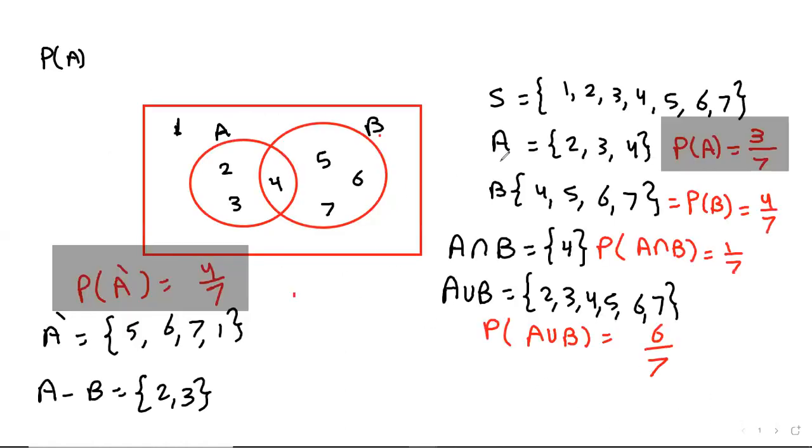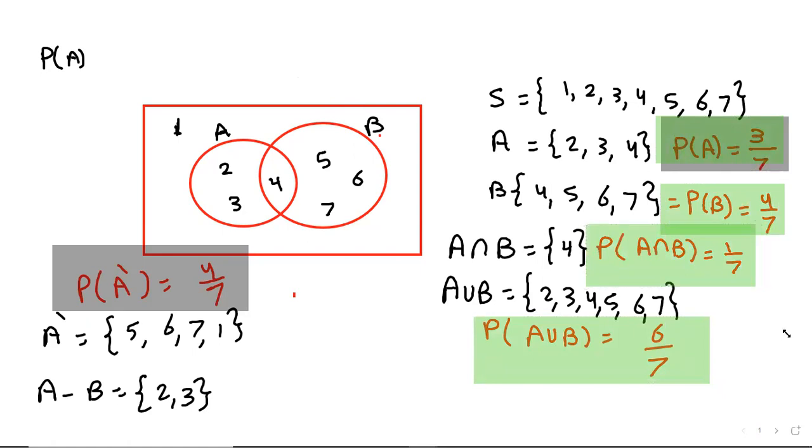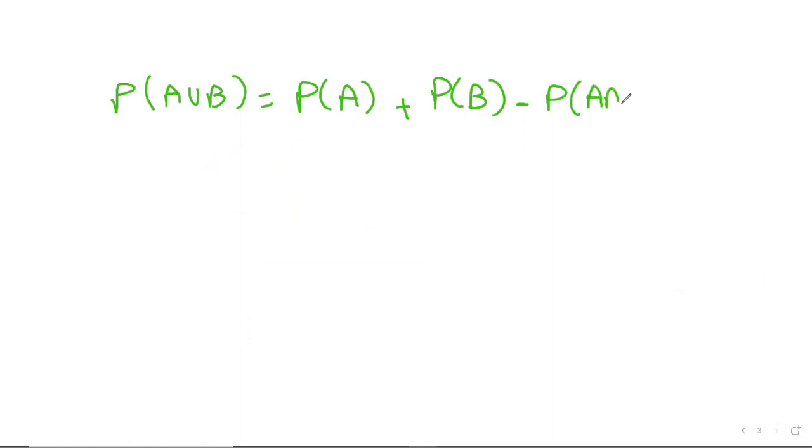Okay, let's go back. I want to build the relation between P(A union B) and P(A), P(B), and the intersection. So as you see, the probability of A union B equals 6/7. It will be equal to what? The probability of A plus the probability of B. When adding them, you will get 7/7 minus the intersection, which is 1/7. So P(A union B) equals P(A) plus P(B) minus the intersection, not the difference, P(A intersection B).